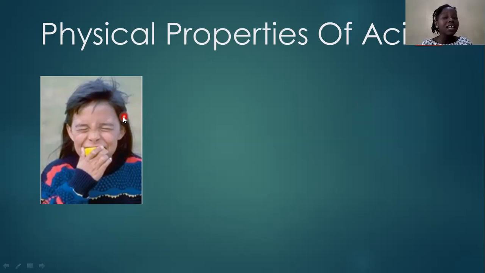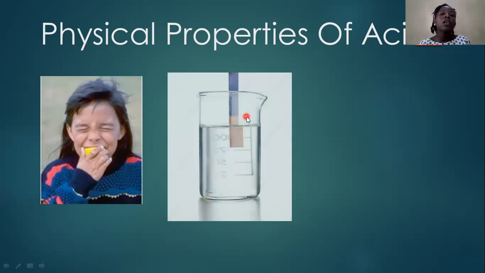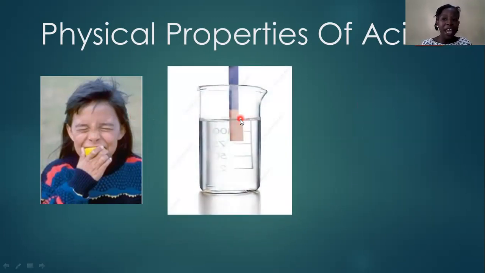So all acids have sour taste. But when you get to the lab, you don't taste things like that. In natural products, though, we can relate with it that acids actually have sour taste. So one of the physical properties of acids is that they have sour taste. Next, acids turn blue litmus to red.